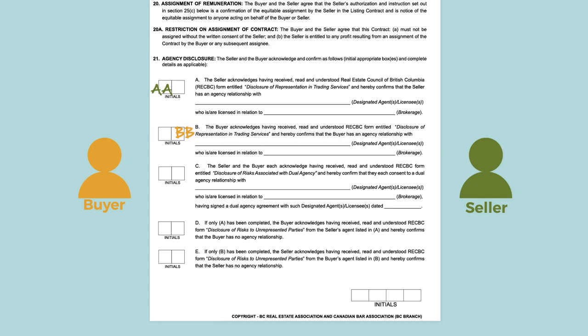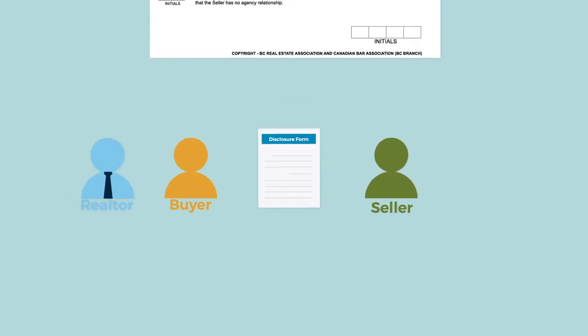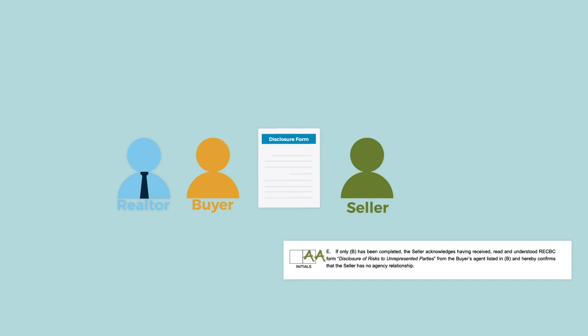unrepresented party the appropriate disclosure form to explain the risks of not being represented. The unrepresented party initials the appropriate box of the contract of purchase and sale to acknowledge that there is no agency relationship and that appropriate disclosure has been made to them. If neither party is represented by a realtor, then this section would typically not be completed.